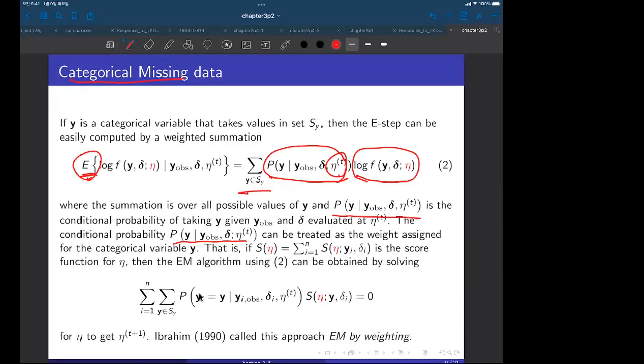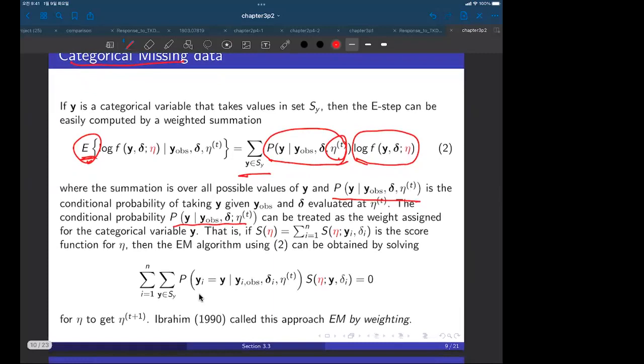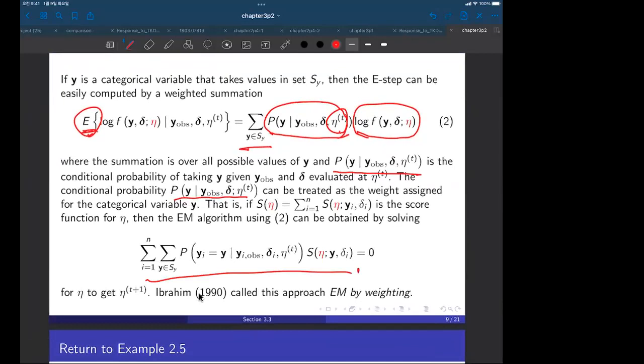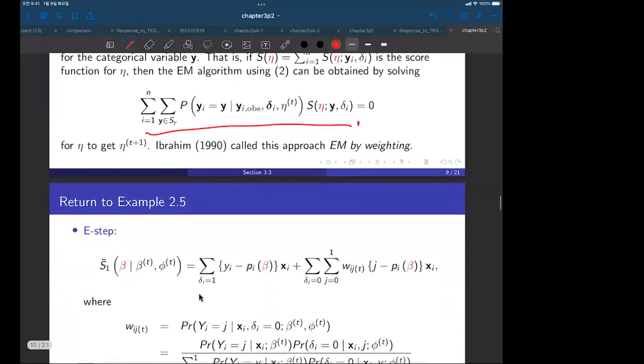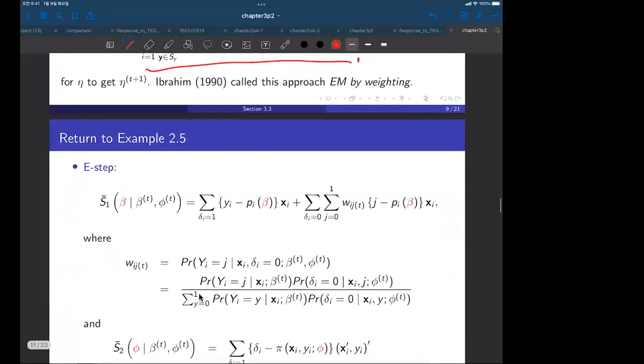So that is the idea. Solving for the Q function of eta, the EM algorithm can be obtained. Joseph Ibrahim, as I said, Joe Ibrahim, found this out and published a paper in JASA. After that, he wrote many papers on EM, applying this idea to many problems, and has a lot of publications. He's now at UNC, which is also a good university.